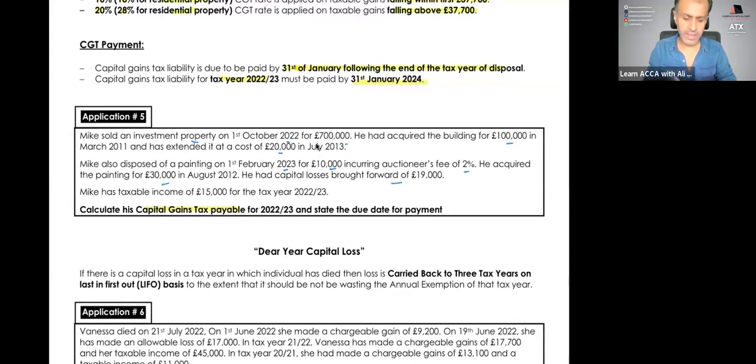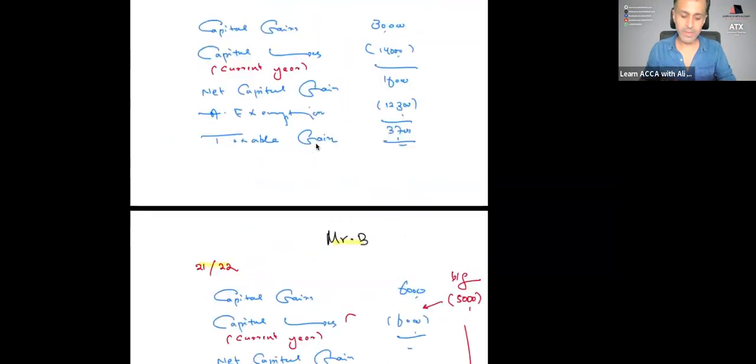In the last line, they suggest Mike also has a taxable income of this much in tax year 22-23. So what is this income of 15,000 about? How do we make use of that, since we are taxing capital gains? This is an income which does not have any relevance to the topic of capital gains. Since it's income, it is subject to income tax, not capital gains tax. So why is that being provided? What's the whole implication of it? We will see.